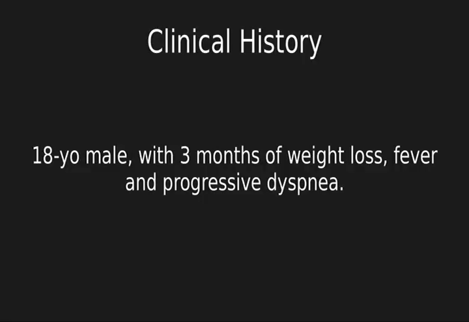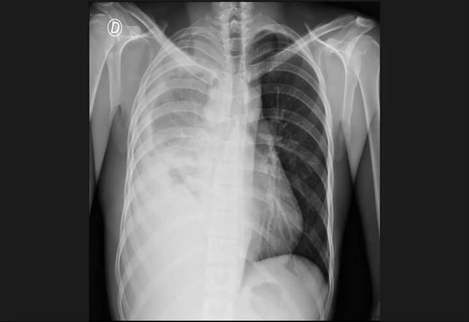The first case we're going to show is about an 18-year-old male with 3 months of weight loss and fever and progressive dyspnea. Well, the patient arrived to the emergency department because of the dyspnea, and the doctor of that department asked for a chest film.